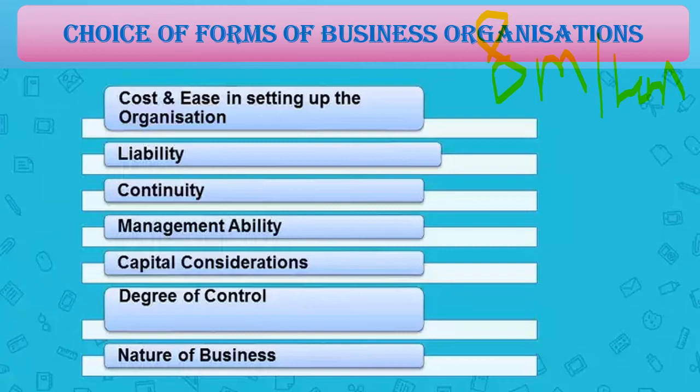When you are going to start a form of business organization, the first thing is you need to take into consideration all these choices: the cost, whether it is easy to form, what kind of liabilities every business organization shares, what about its continuity, what about management, capital, degree of control, nature of business. All these are the points you first need to take into consideration. After you have thought about it and analyzed it, only then can you start the form of organization which you want.